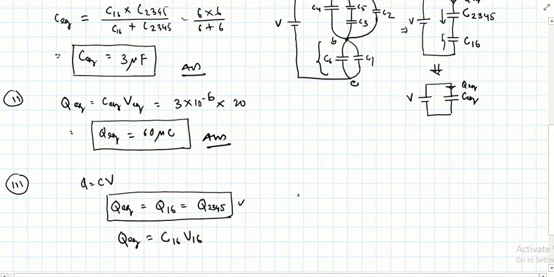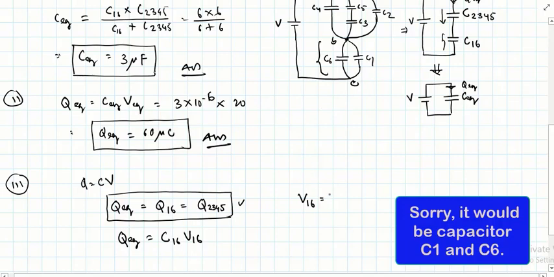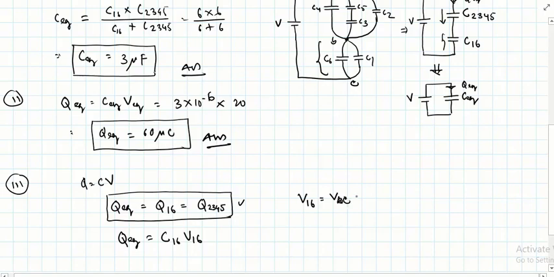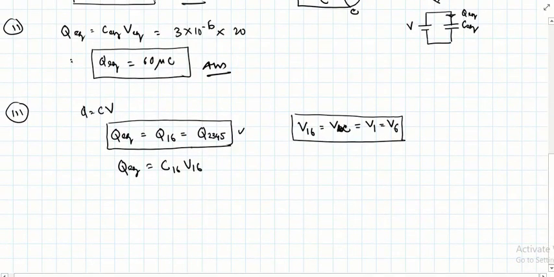Whatever the voltage, if I say voltage V16, that means the voltage across the capacitors C1 and C6 is also the voltage across the points B and C, right? That would also be the voltage individually across capacitor 1 and capacitor 6, because they are in parallel. We know that in parallel the voltages are the same. I'm using that technique over here. Fine. My first job is to find V16 from there.